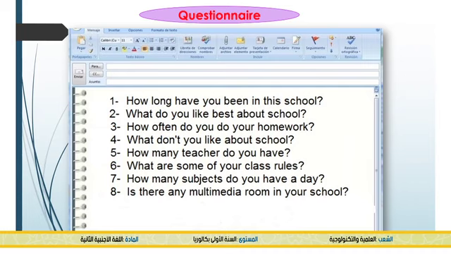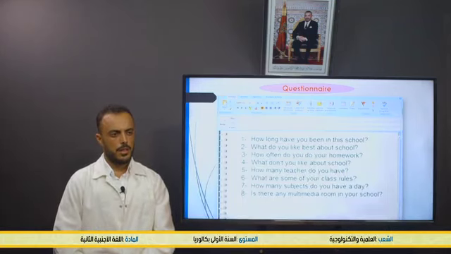Question number 6. What are some of your class rules? Some of my class rules are respect and punctuality. Punctuality means being on time, okay? Don't be late. Question number 7. How many subjects do you have a day? I have 4 subjects a day, or I have 5 subjects a day.